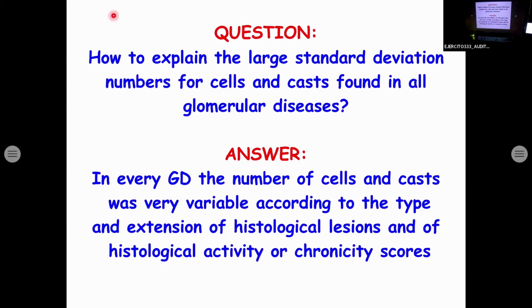At this point, one question: how to explain the large standard deviation numbers for cells and casts found in all glomerular diseases? Answer: in every glomerular disease, the number of cells and casts was very variable according to the type and the extension of histological lesion and the histological activity and chronicity scores, the results of which, for problems of time, I didn't put in this presentation.